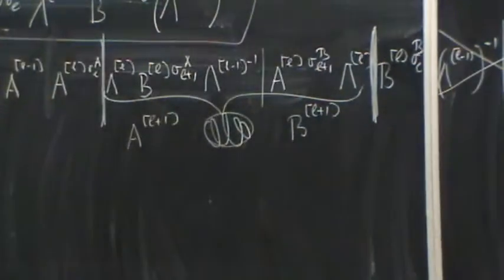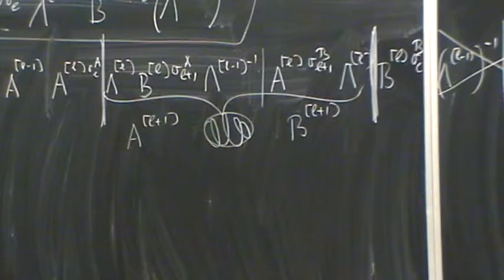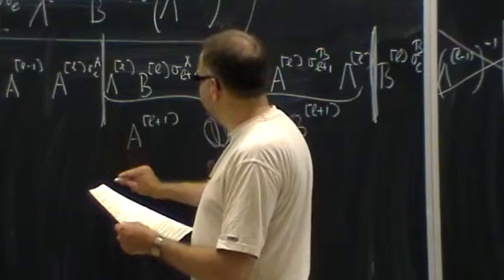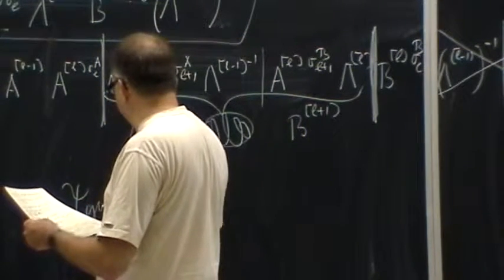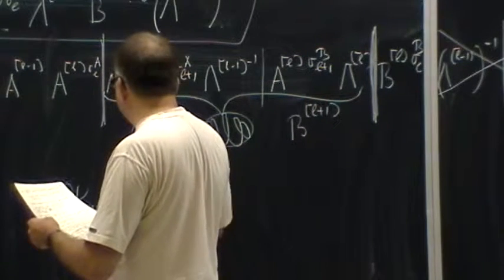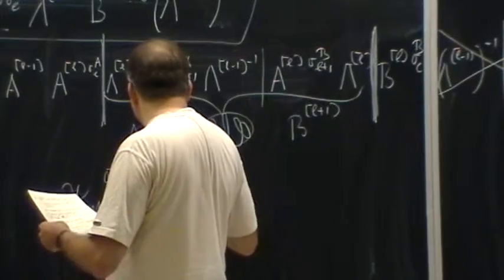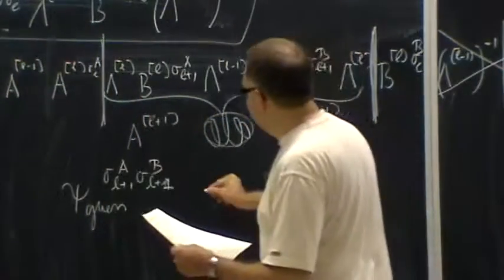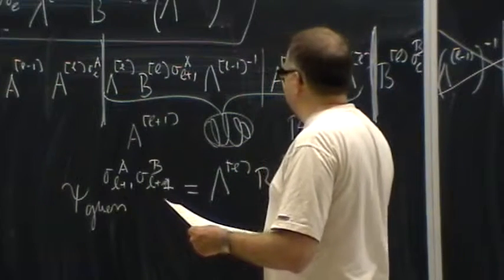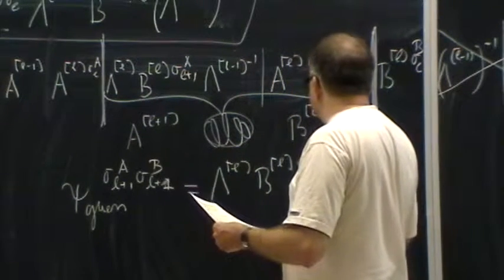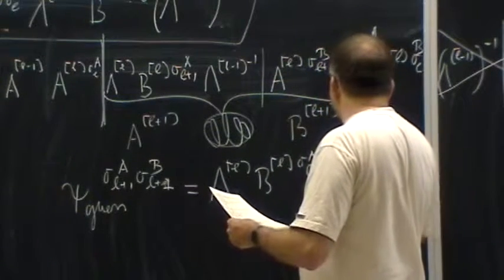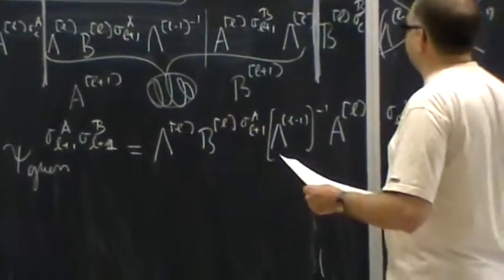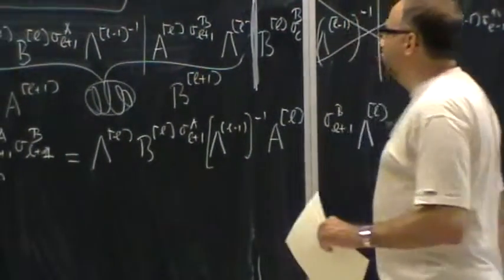Okay, and how can we do that? Because this would then be the psi guess for sigma L plus 1A, sigma L plus 1B, which are the 2 new sites which I added when I went to L plus 1 from L. The guess is simply lambda L, BL, sigma A, L plus 1, lambda L minus 1 to the power minus 1, A, L, sigma L plus 1B, lambda L. Who would have guessed that?